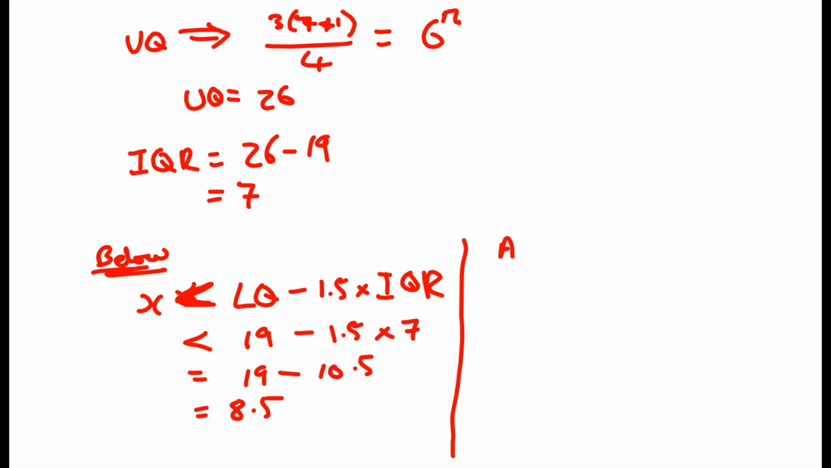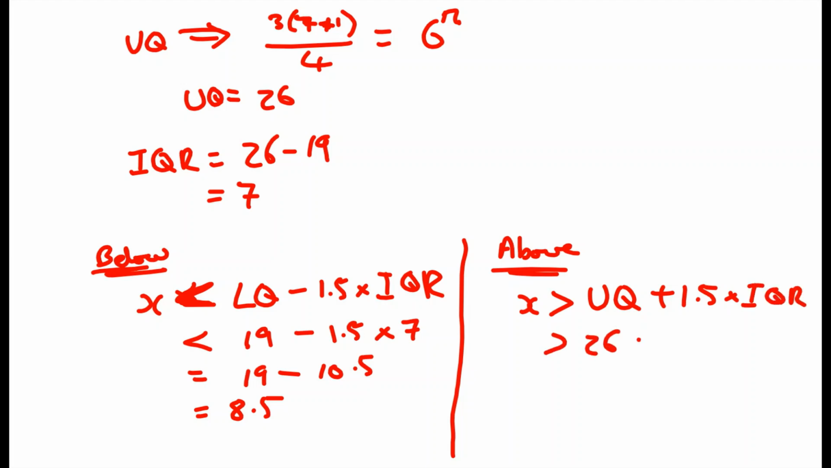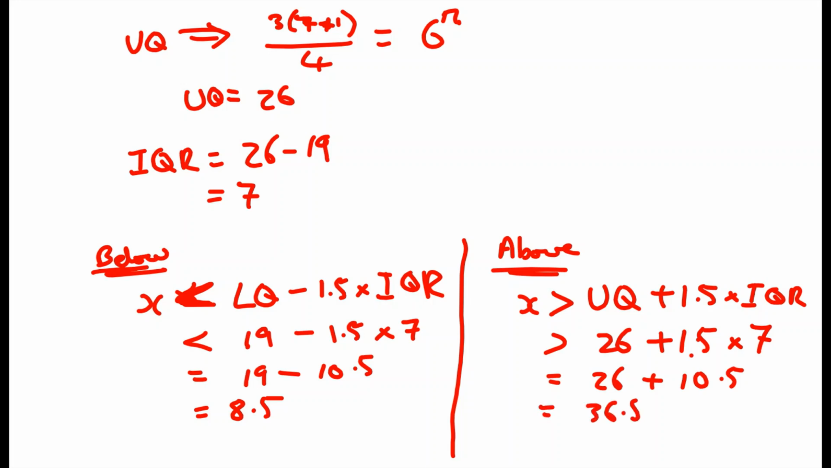Let's check above. So x is going to be an outlier if it's greater than the upper quartile plus 1.5 times the interquartile range. So here it's going to be 26 plus 1.5 lots of, I'm jumping the gun here, 26 plus 1.5 times by 7, which is going to be 26 plus 10.5, which is 36.5.